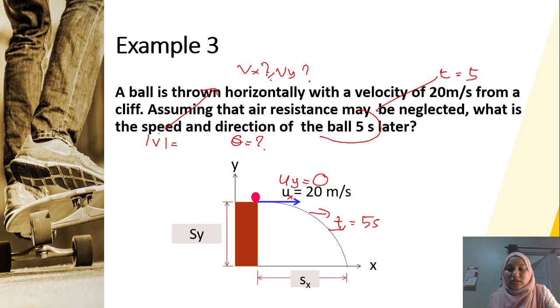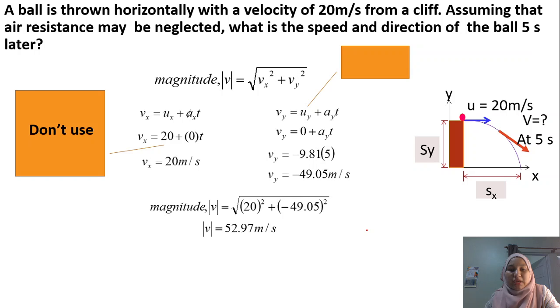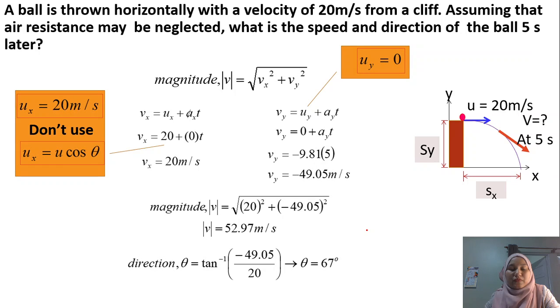So the initial velocity for the x component is 20 meters per second, and the final velocity is also the same. There are no sx or sy given, but the question asks for the speed here. What is the speed, in between the x and y components? Since the question asks for the magnitude of the speed, that means we need to find v, the magnitude of v here. The magnitude means that v is always considered positive.